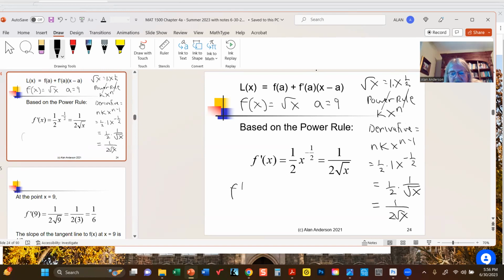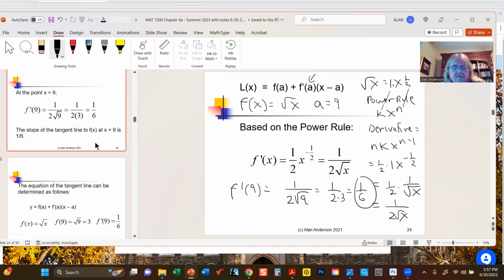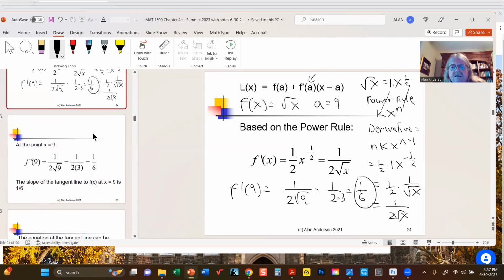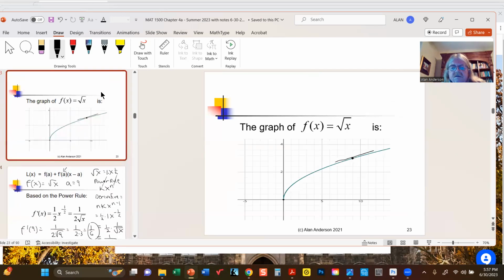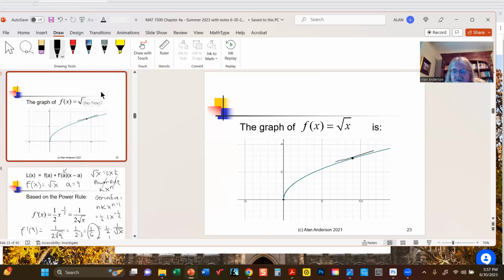And then f prime of 9 is 1 over 2 radical 9. So that's f prime of 9. We're going to need that up here. So what that means is that this curve at x equals 9, this tangent line has a slope of 1/6. And it kind of looks like that. It's very flat, and it's clearly got a positive slope.